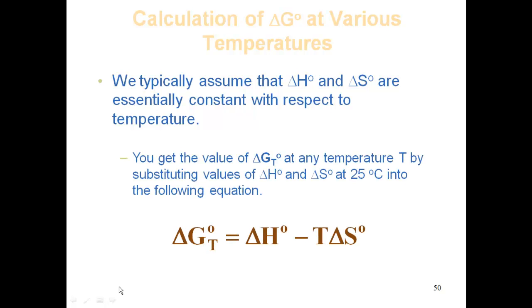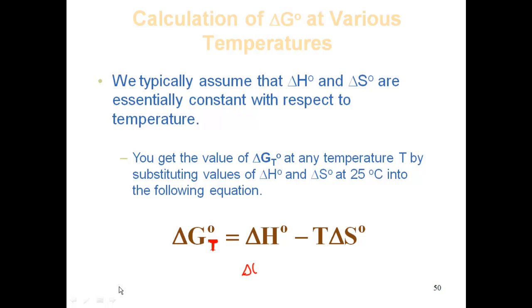You get the value of delta G subscript T naught at any temperature T by substituting the values of delta H naught and delta S naught at 25 degrees into our equation. It is the same Gibbs free energy equation, except the one difference is that I have a subscript T here that basically tells me what the temperature is we're talking about.